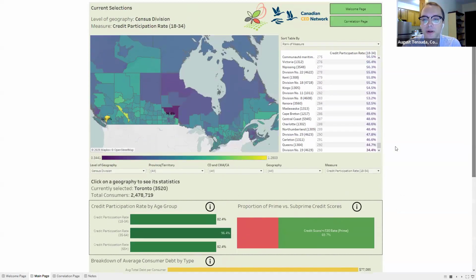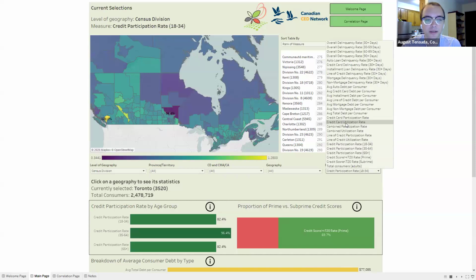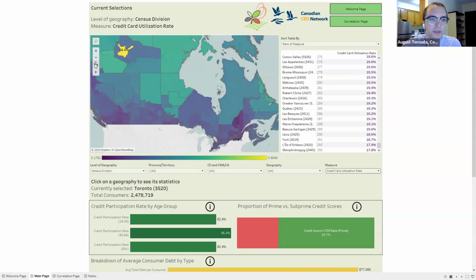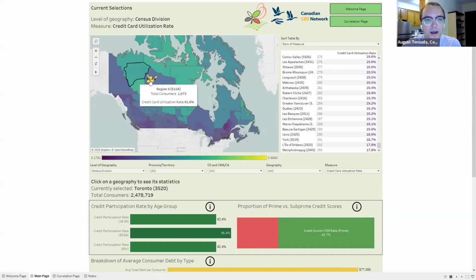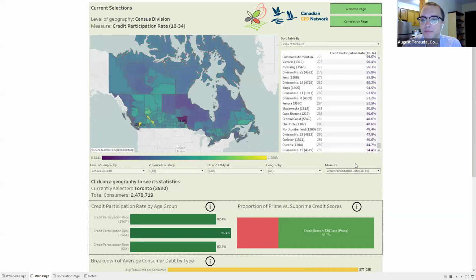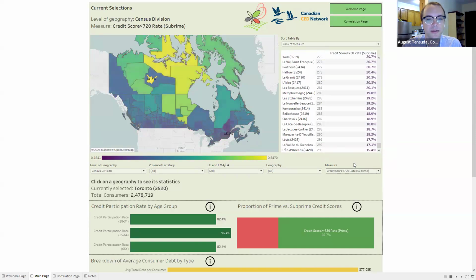If we go back to the top here, it might be cool to take a look at credit card utilization rate across the country for census divisions. We'll hit that push pin again. If you remember, region number 3 had the lowest, I believe, credit participation rate. Let's just switch back. No, it was not credit participation rates. Okay, here. If we look at credit scores, subprime, region number 3 has the highest amount of subprime credit scores at 84.7%. Keep in mind they only have 1,500 consumers.